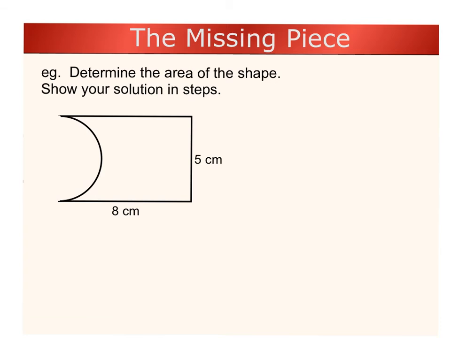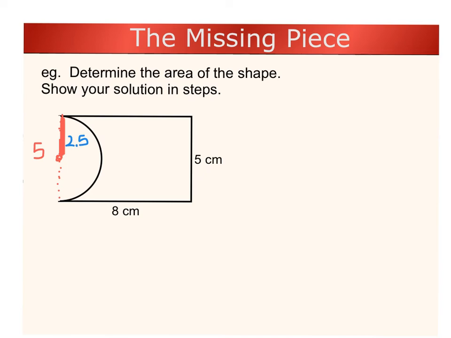This shape is a rectangle with a semicircle cut out of it. If I make a little dotted line right here, you can see that this was a semicircle. Because this was a rectangle, the whole distance over here is 5. That's my diameter. So that would mean that my radius of that circle is half of 5, which is 2.5.